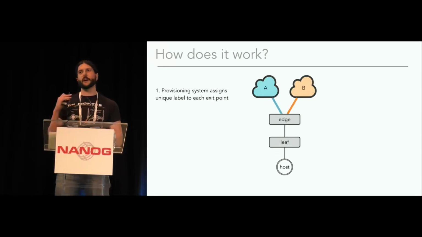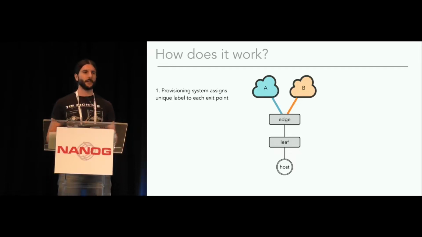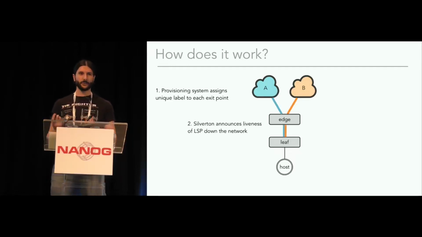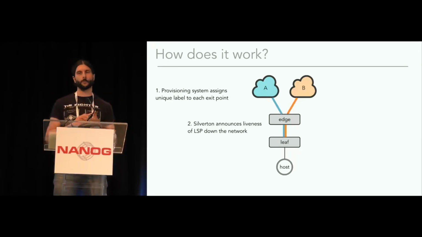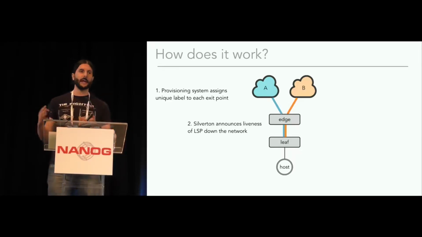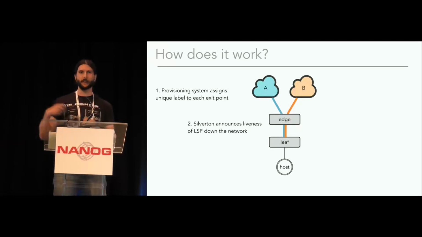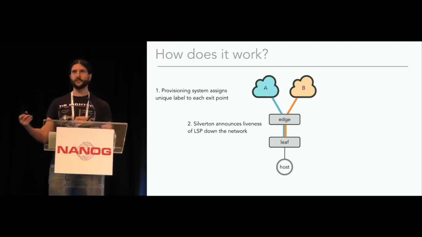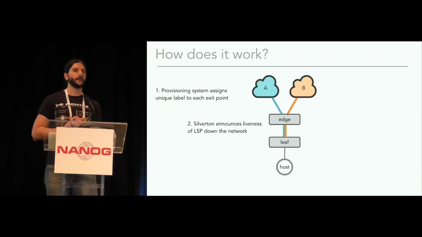We first assign a label at provisioning time. So you provision a circuit that assigns the MPLS label. Now, Silverton, which was the control plane tool that before would propagate the ARP entries, now propagates the LSPs down the network. So every time that you provision any circuit, the label gets assigned on the edge, and Silverton just announces that down the network.